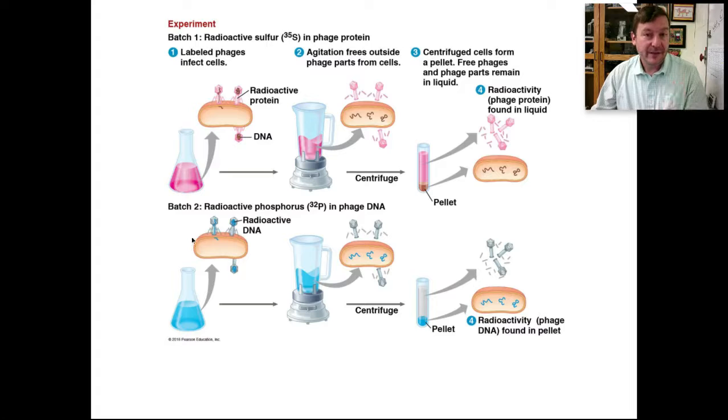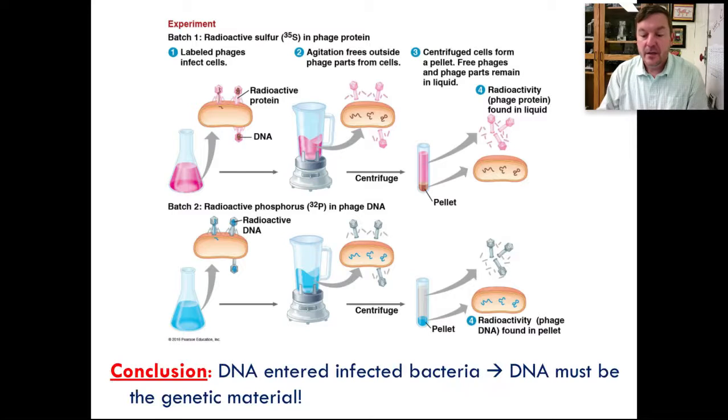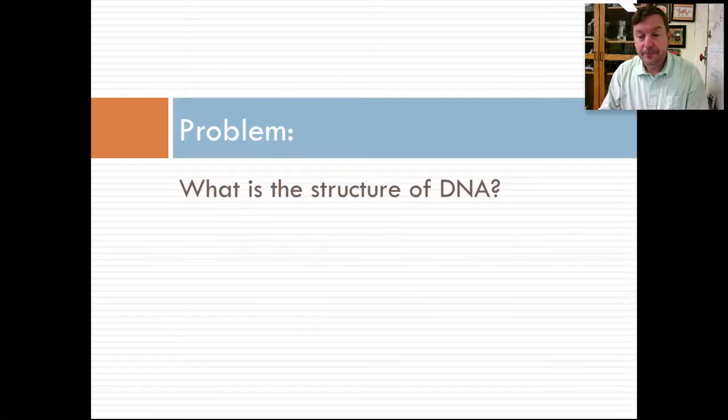The phosphorus radio-labeled DNA, however, was found inside the newly infected bacteria, which means it's DNA that is being used to create the infection and to reproduce the viral particles inside the bacterial cells. So the conclusion is DNA is our genetic material. It was actually a really elegant and well thought out experiment, and it answered a very age-old question.